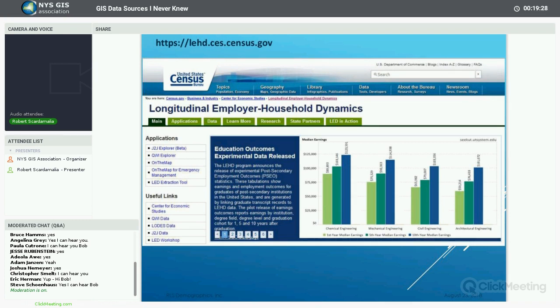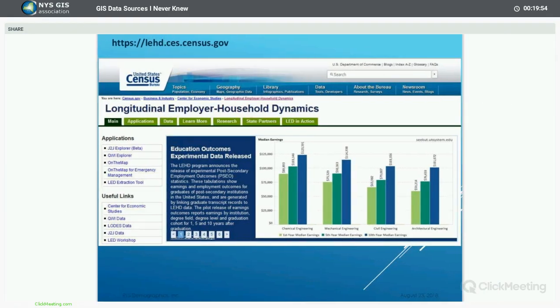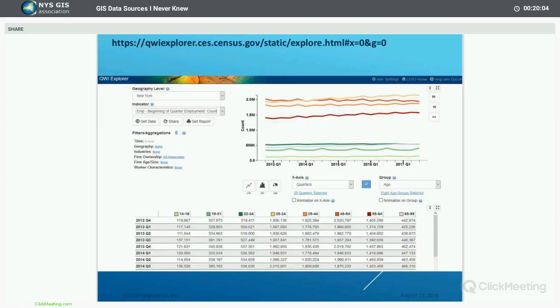And what LEHD does is link all of these data sources through a very complicated and sophisticated matching routine and coding identification routine to strip all identifiers. So what you've got are unique data sources that don't exist in any one of these sources, but when combined, provide a very rich source of information. A couple of the applications to pay attention to here are the QWI Explorer and On the Map. I'm going to talk briefly about both of them.